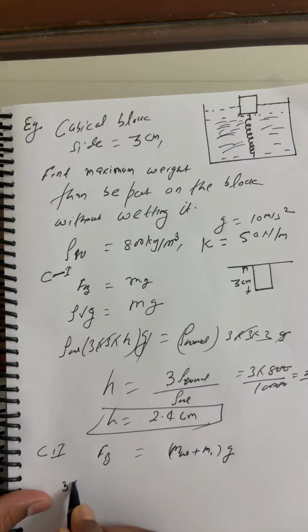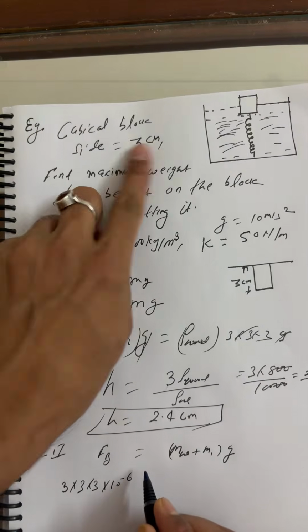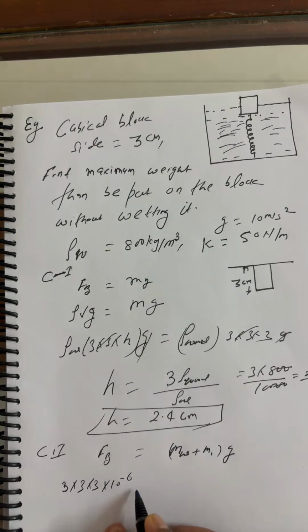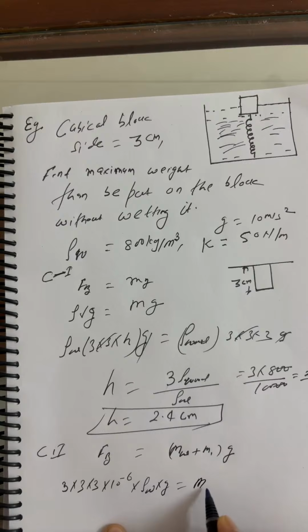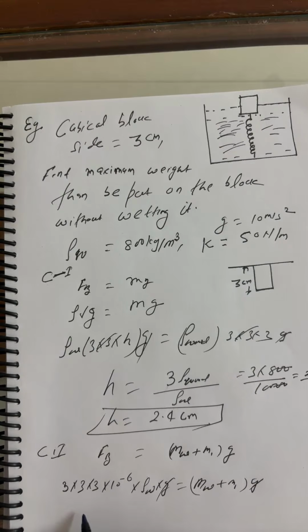Again here, put the buoyant force. The volume of the cube is 3 into 3 into 3, times 10 to the power minus 6, because this is in centimeter. The density of water into g equals the mass of wood plus m1, into g. The g cancels.